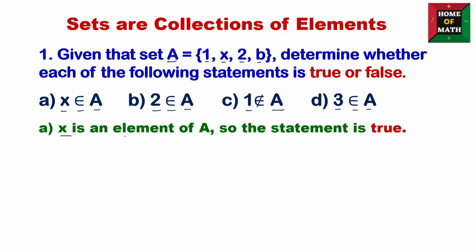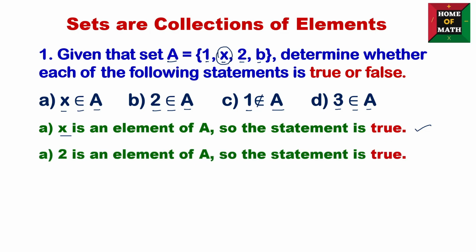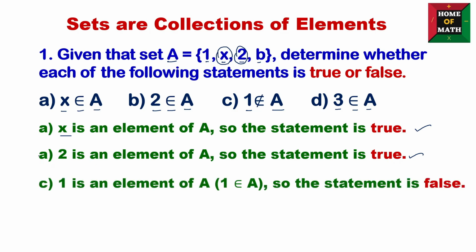X is an element of A. This one is the right thing, so the statement is true. 2 is also an element of A. Therefore this statement is also true. 1 is also an element of A, but here it is mentioned not an element of A. It means the statement is false. The right thing is 1 is an element of A.